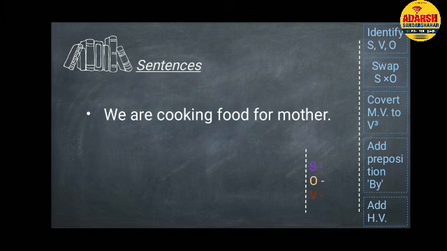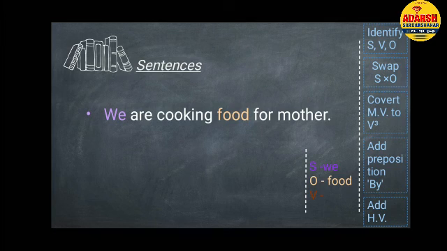Now according to the first step, let us identify subject, object and our verb. Here our subject is we, because we is performing the activity of cooking and is the doer also. So we is our subject, and we is a pronoun here. And our object is food, because on food the activity of cooking is performed.